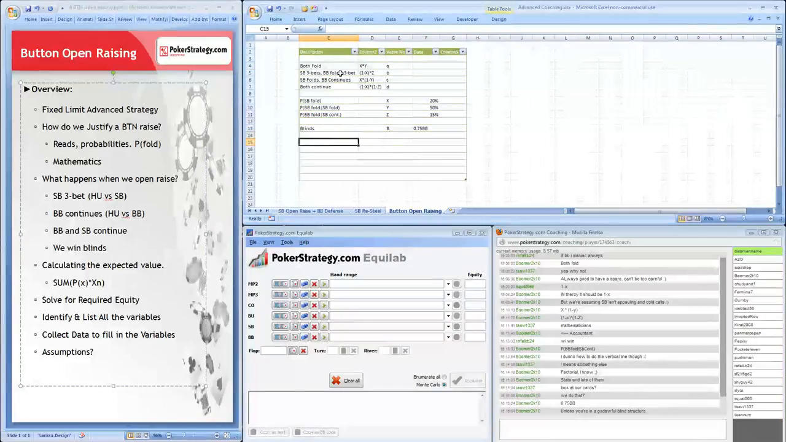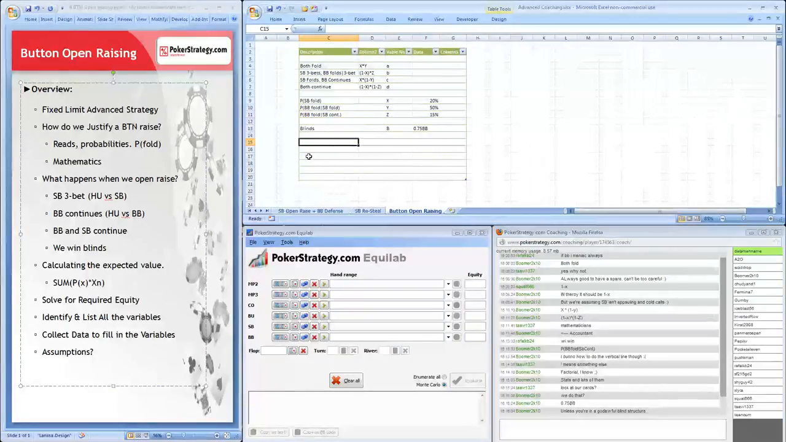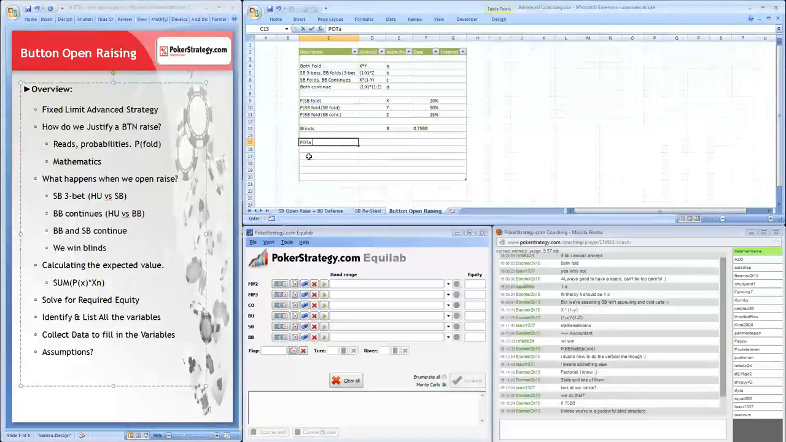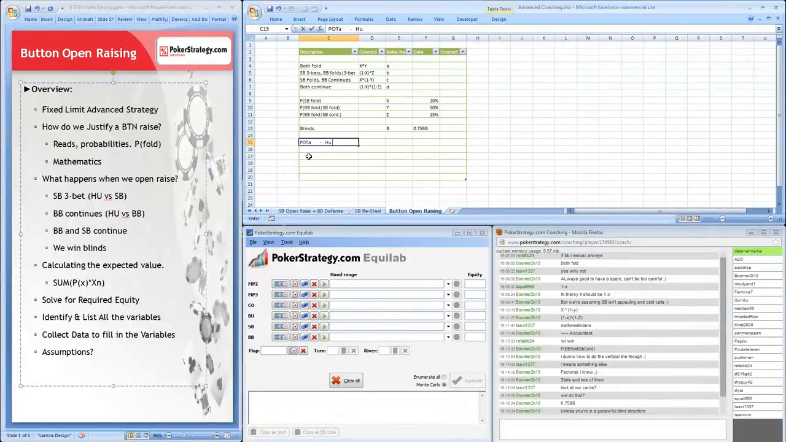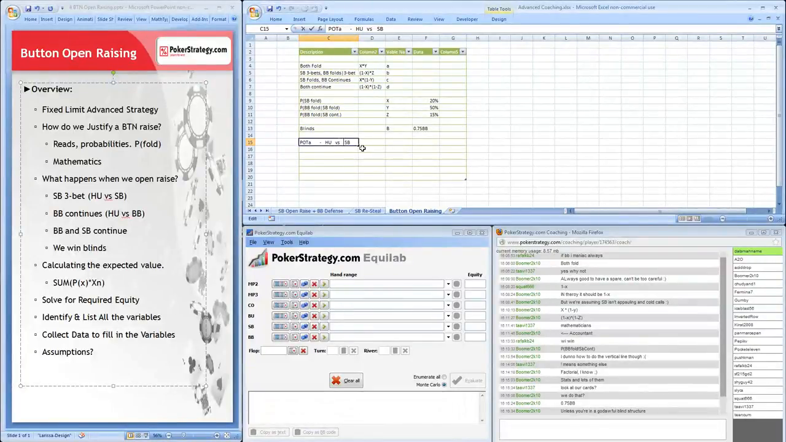Let's look at situation B. Small blind 3 bets, the big blind folds versus the 3 bet. Now we're in situation B. What's the payoff there? Let's say we win the pot. How much do we win? So we'll call this pot A. That might get a little bit confusing, but we'll start with it. And this will be heads up versus the small blind. When we're in this situation, suppose we win the pot, what is our payoff?